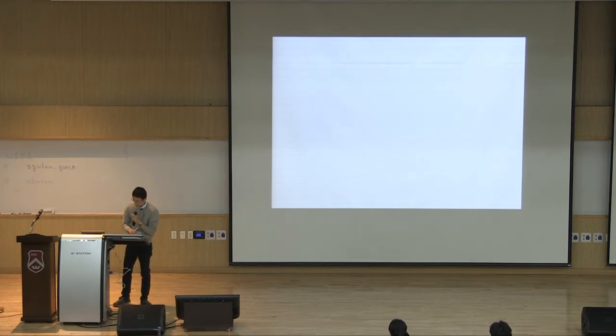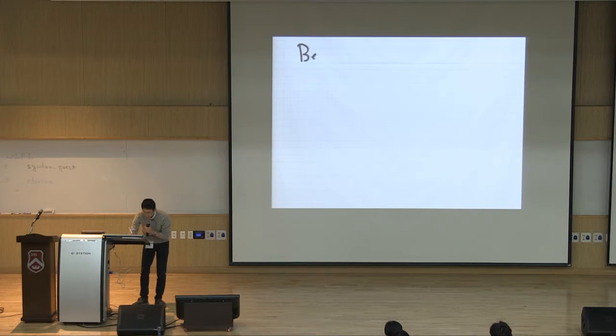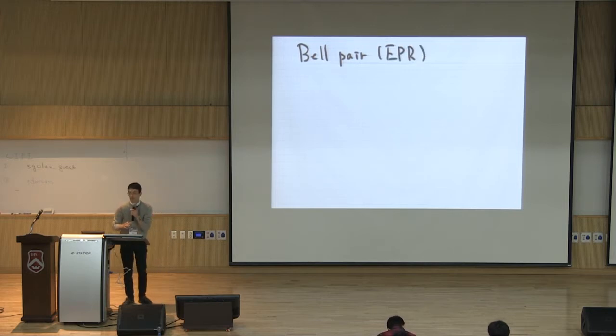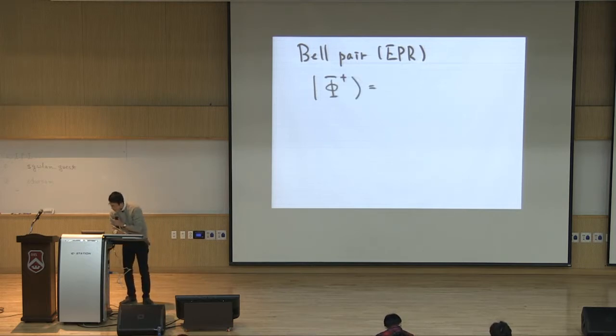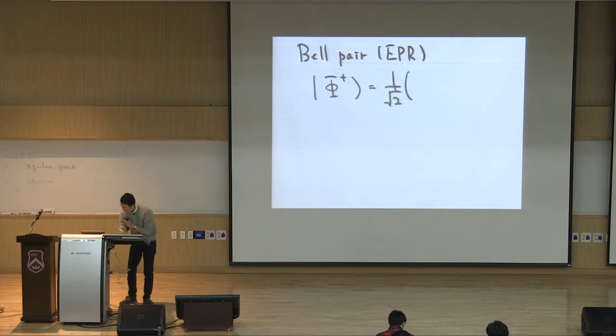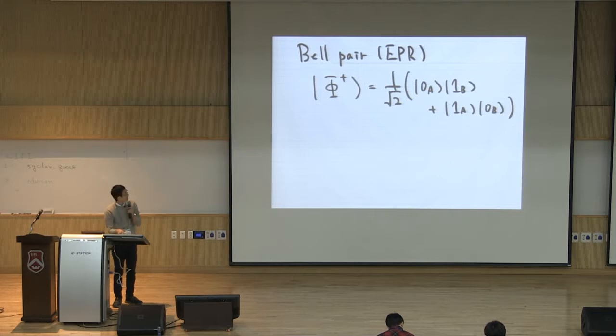There are many examples of entangled states, so let me give you one basic example. This is called a Bell pair or EPR pair. Most states are completely entangled, but in the case of two-spin systems, this state is the simplest. One of the Bell states is defined as follows. Suppose that the system takes two states, 0 and 1. Then the Bell pair state is given by this: 0, 1 plus 1, 0.